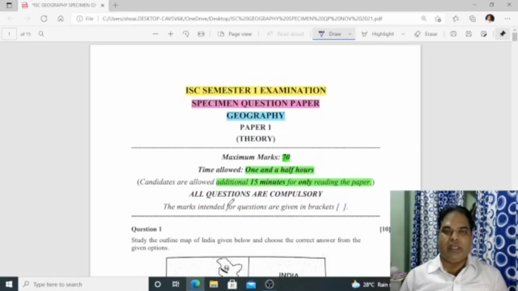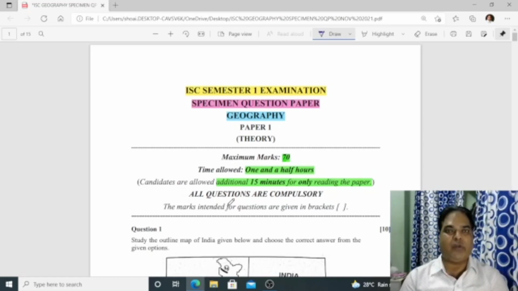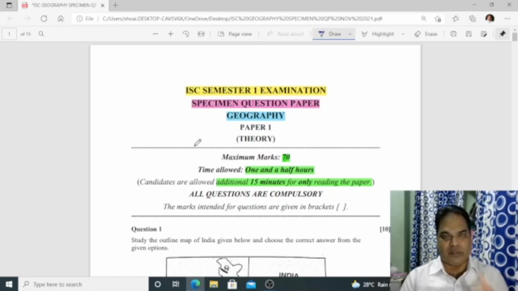So we have already solved the ISC History and Political Science specimen question paper for the first semester, which is going to be held in the month of November. Only a few days are left. Many of the students requested me to solve the Geography specimen question paper also. So let us go through the Geography specimen question paper and try to solve it. That will be beneficial for you all.